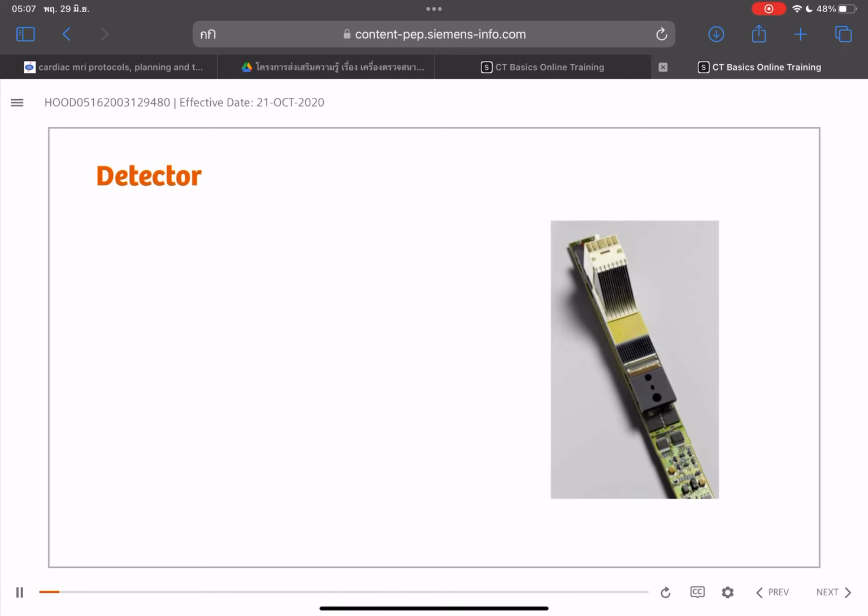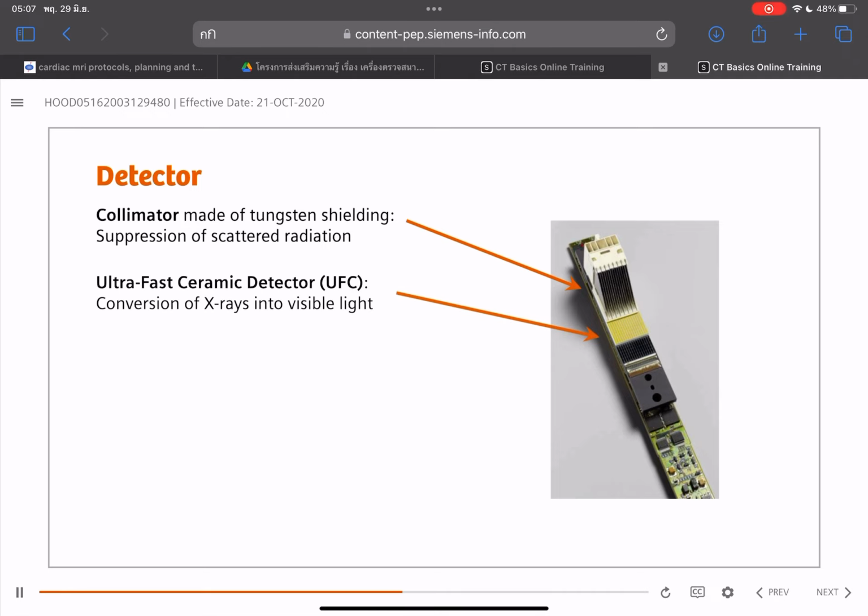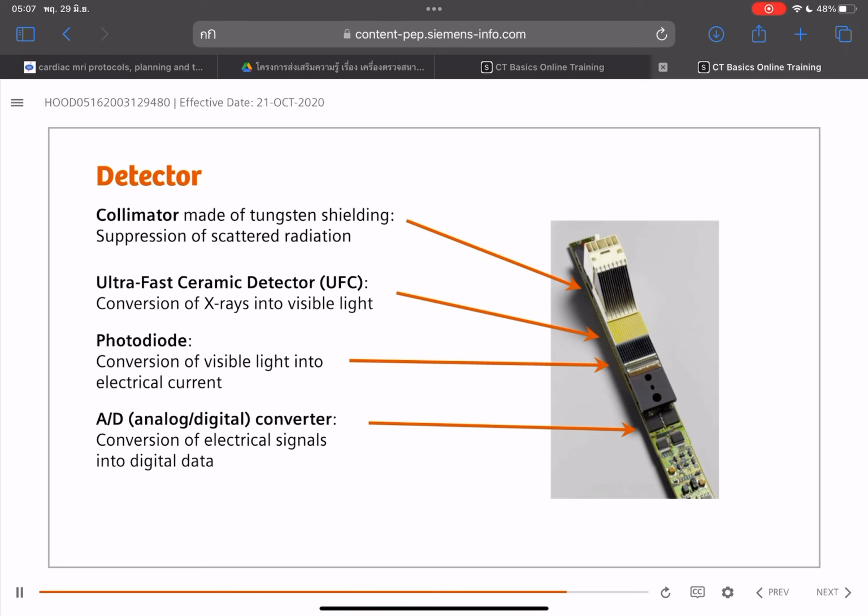The detector is located on the opposite side of the X-ray tube. It is the other main part of the computer tomograph that is incorporated into the rotating gantry. The detector converts the X-ray photons into digital data in several steps. First, the collimator, made of tungsten shielding, suppresses scattered radiation. Second, the ultrafast ceramic detector, UFC, converts X-rays into visible light. Third, the photodiode converts visible light into electrical current. And fourth, the analog-to-digital converter transforms electrical signals into digital data.